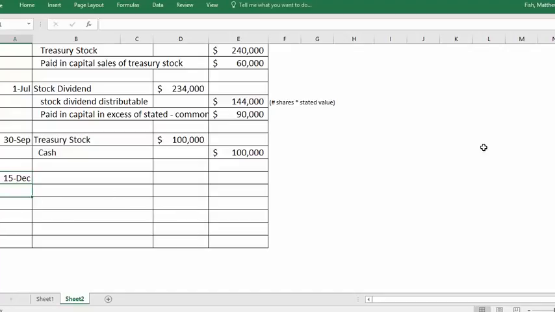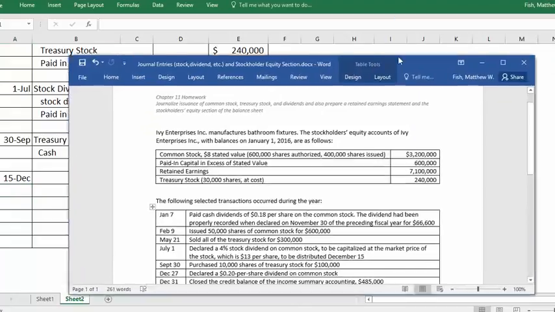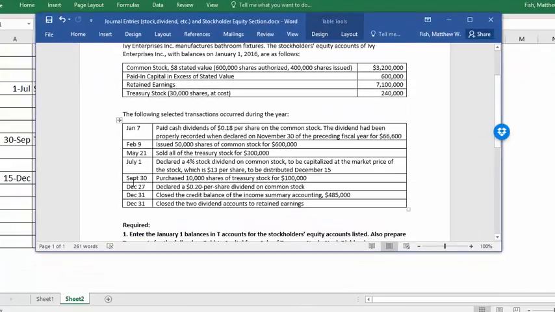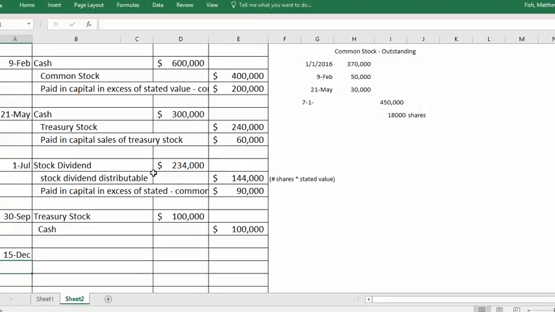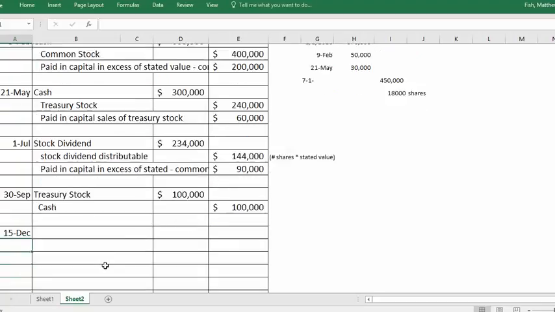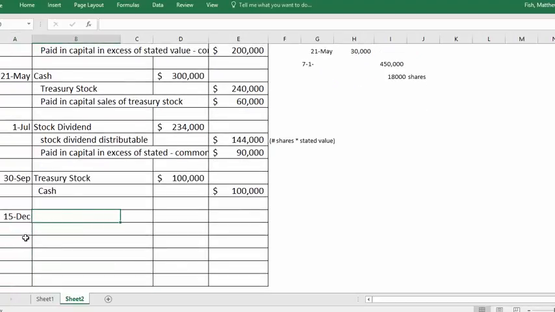So on December 15th, and you're wondering, why am I picking December 15th? It's not a transaction listed on here. Well, yeah, it is. It's kind of hidden right here. So what's happening is we're actually distributing those shares, and that was the shares from right here. We're distributing them to the shareholders. So we're going to remove the stock dividend distributable account. It's going to be issued to common stock, and that would be for this amount of 144.